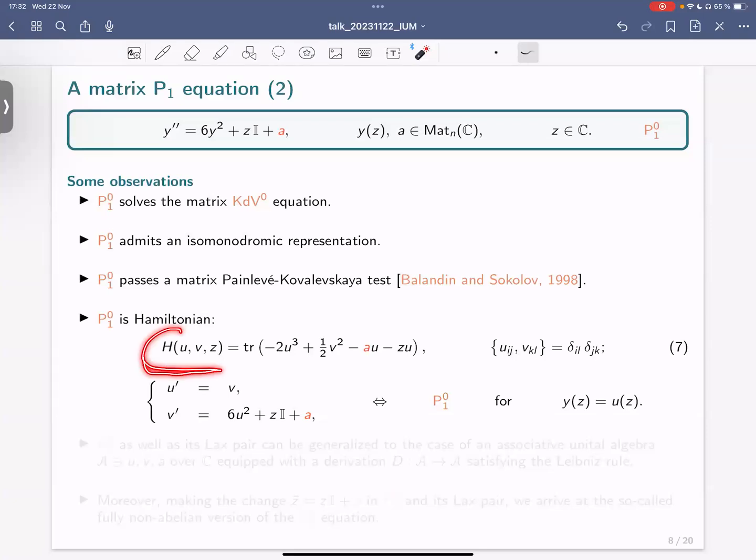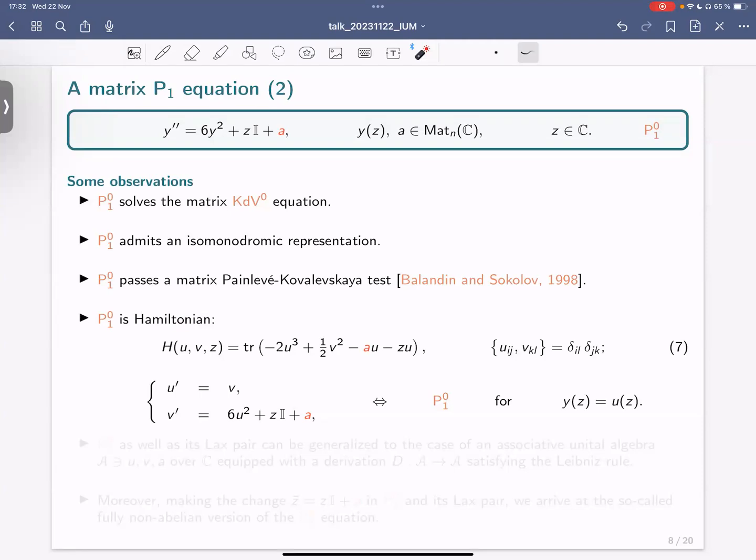It also has a Hamiltonian structure. The Hamiltonian structure is given by this function with the constant canonical Poisson bracket. And it can be rewritten as a system of two first-order differential equations.